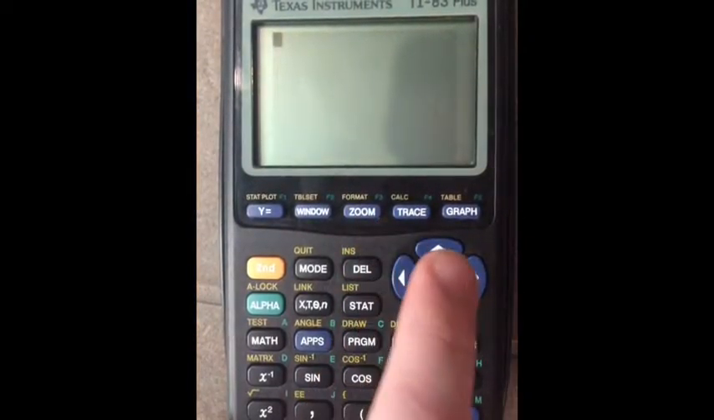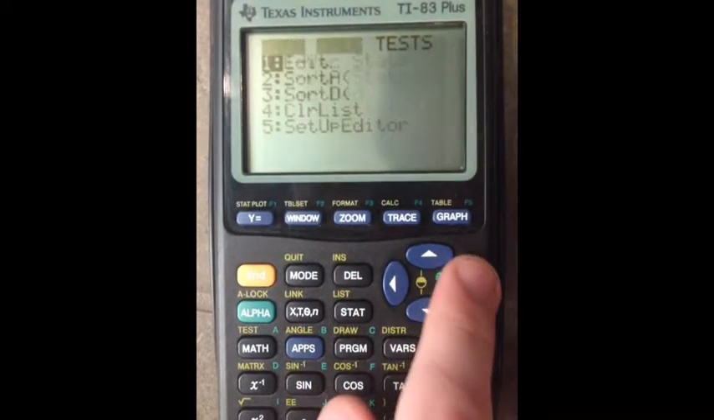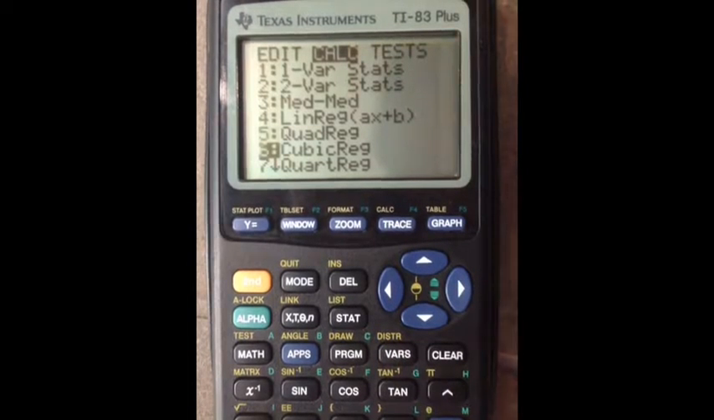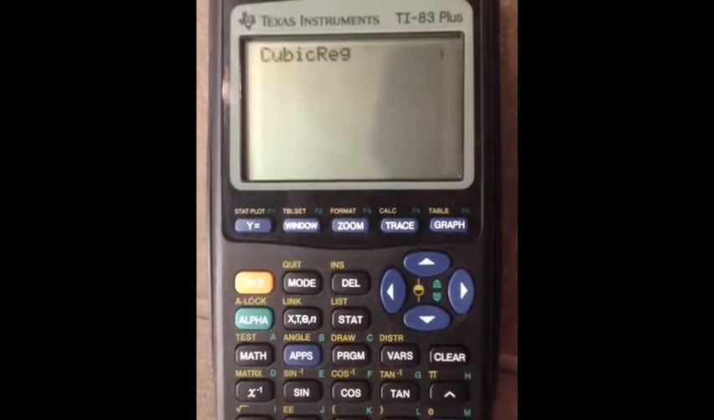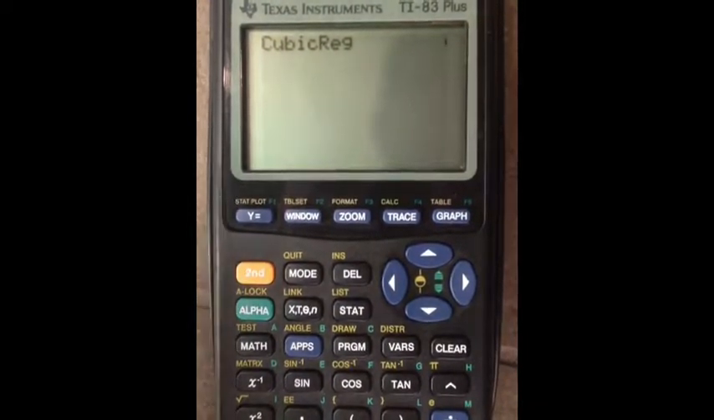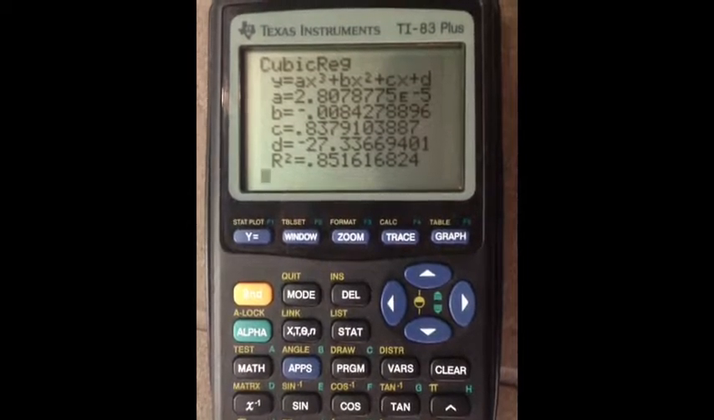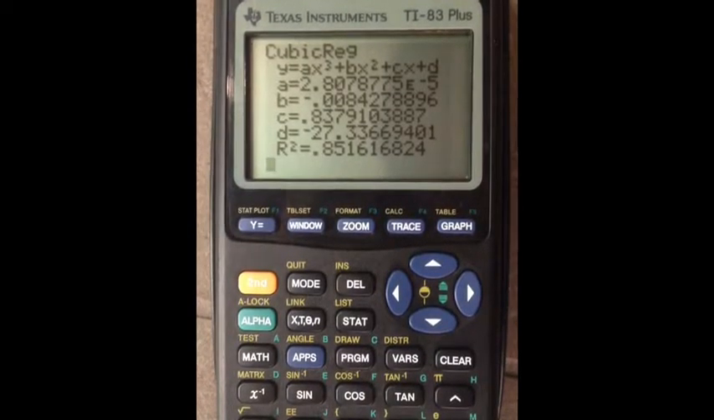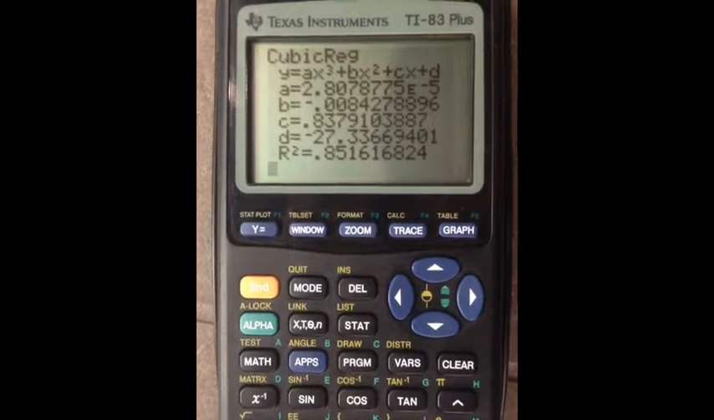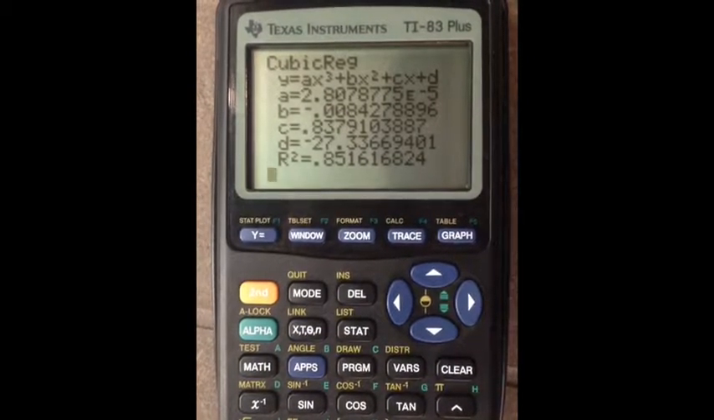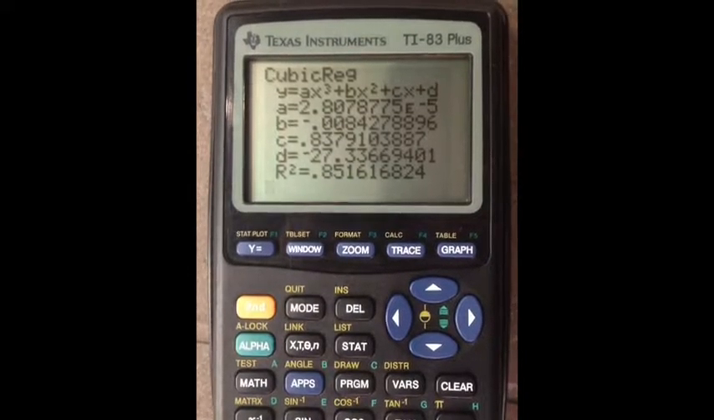To get r squared, what you want to do is press stat, and then go to calc, and then go all the way down to cubic regression. And then you press enter and enter again, and you see r squared is right there. So r squared percent of the variability in the dependent variable can be explained by a cubic relationship with the independent variable. So in our situation, it would be 85.16% of the variability in the percentage of gender wage gap can be explained by a cubic relationship with the number of years.